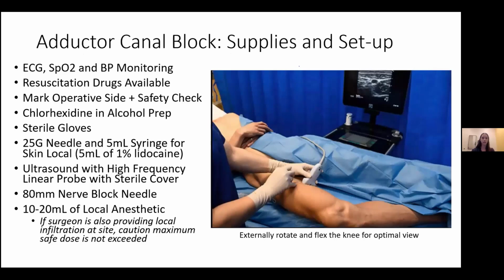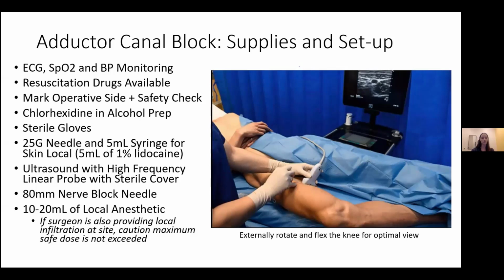So next we'll talk a little bit about the supplies and the setup. I think there'll be some future sessions that go over this in a little bit more detail, but quickly, you should have all your usual CAS monitors. When you're looking for things like local anesthetic systemic toxicity, having your ECG and looking for arrhythmia is quite important. So having that in addition to your oxygen saturation and your blood pressure monitoring. You should have your resuscitation drugs available. And whenever you're doing any block, it's important to make sure the operative side is marked, that you've clarified that with the patient through a safety check, and review any allergies.